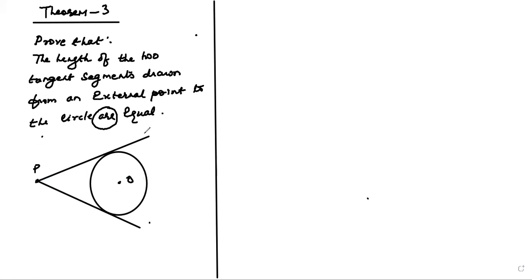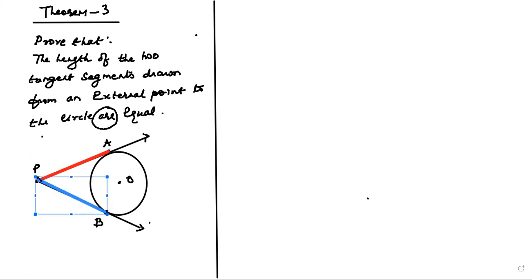I called it a line. You can see it goes on extending, starting from P, but it goes on extending. PA and PB are the tangent lines. Now from P to A, this portion is called a tangent segment. From P to B, this portion is called a tangent segment. You have to show these tangent segments drawn from an external point to the circle are equal. This PA and this PB, you have to show they are equal in length.